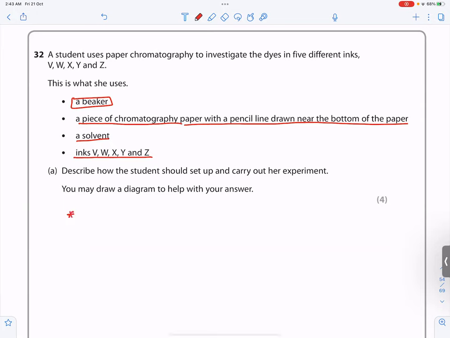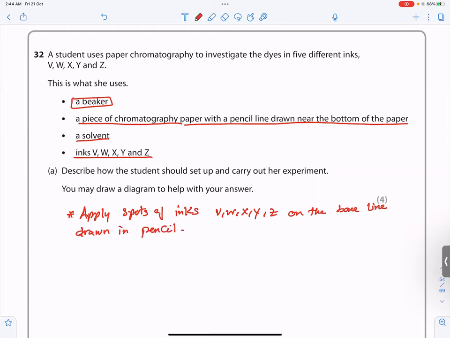أول حاجة طبعا هي هت apply spots من ال ink V, W وال X وال Y وال Z على ال baseline اللي هي رسمته بالقلم الرصاص. يبقى هنا apply spots من inks اللي هي V و W و X و Y و Z on the baseline اللي هو drawn in pencil. يبقى هنا أول point إن أنت to apply spots من inks V, W, X, Y, and Z on the baseline اللي أنت رسمته بالpencil. تاني point هتحط the solvent جوه البيكر.